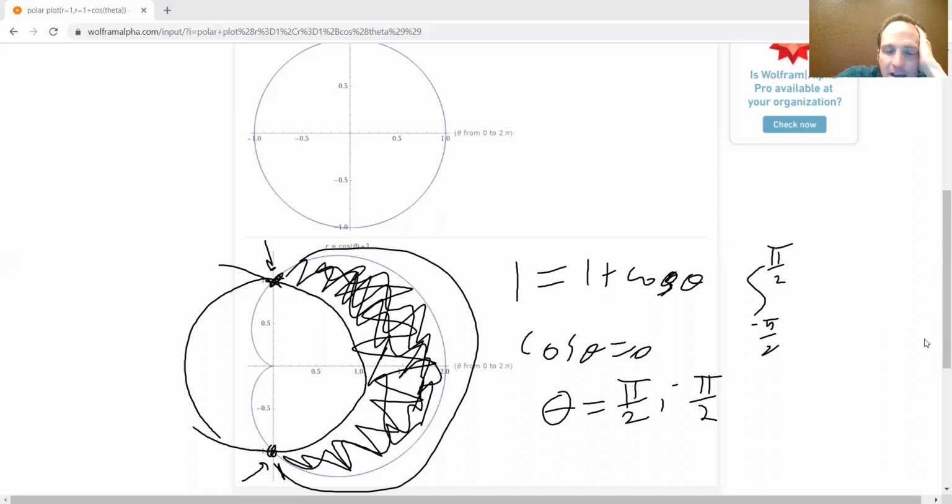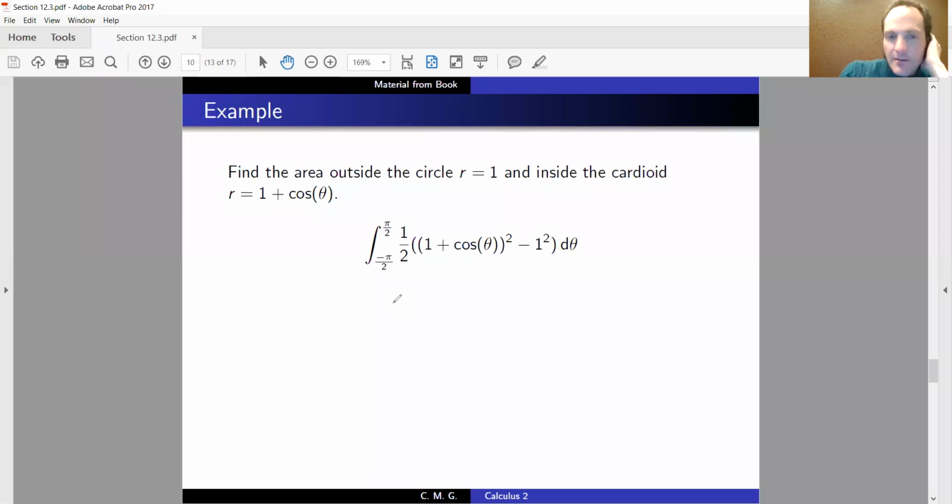And then I'm going to say, okay, so the outside function is 1 plus cosine theta. The inside function is 1. Multiply that all by 1/2. Integrate with respect to theta. So I'll do that. So integrate from negative pi over 2 to pi over 2. 1/2, 1 plus cosine of theta quantity squared minus 1 squared.